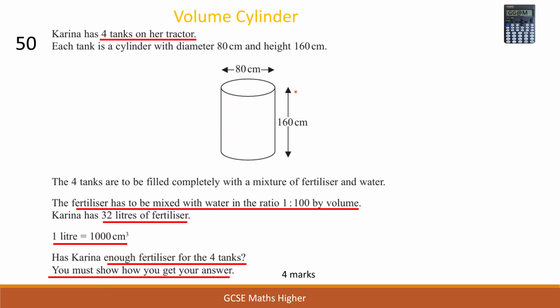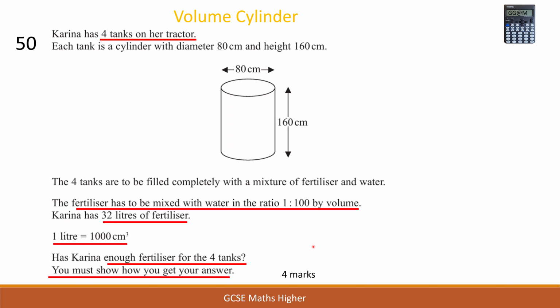Now remember, to work out the volume of a cylinder, it's the area of the circle, which is pi r squared, where the radius is half the distance, so half of 80 is 40. So pi times 40 squared is the area of the circle, times by the height, which is 160, which will give me the volume of the cylinder.